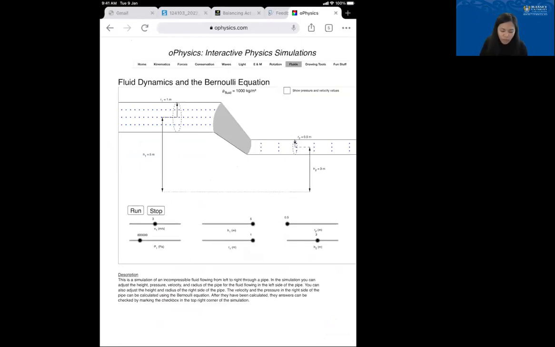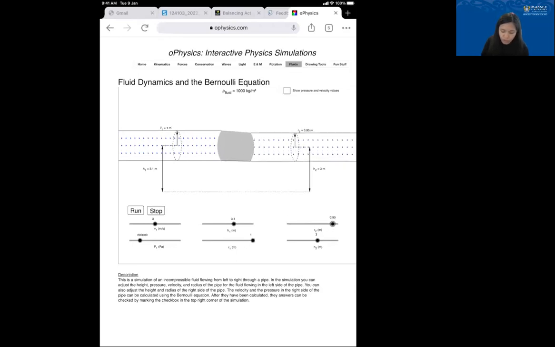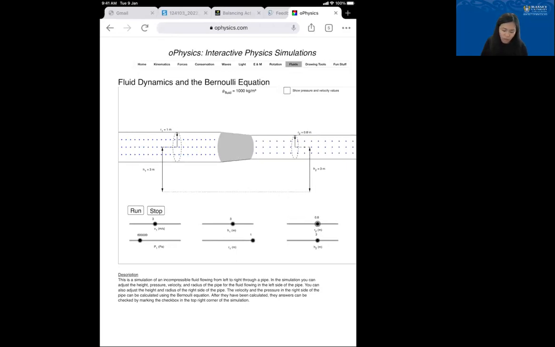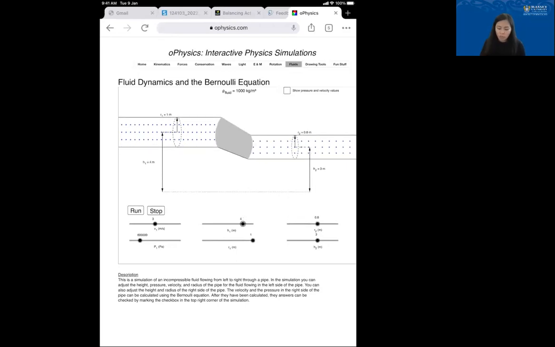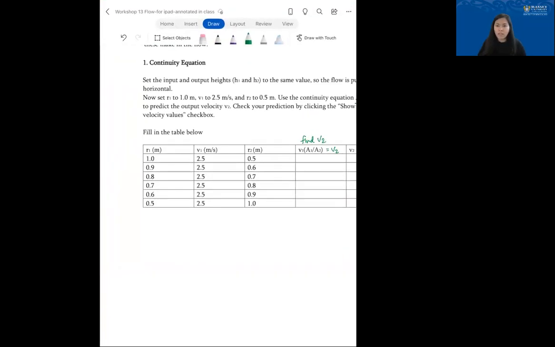So this is where you can change the heights of the pipe. When you have the same elevation, you can just change the height, and then you can also change the area of the pipe according to what. So you can have a pipe with essentially the same throughout, or you can make the pipe narrower and change the height. Depending on what the workshop instructions are, you can manipulate the simulation.